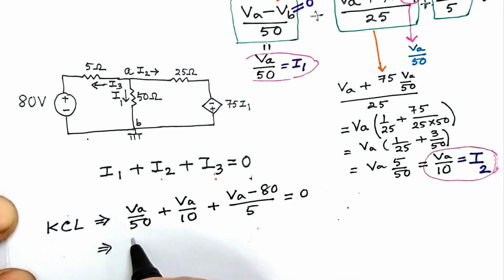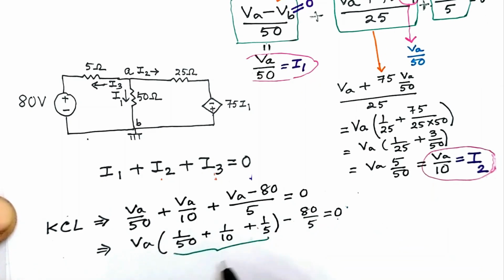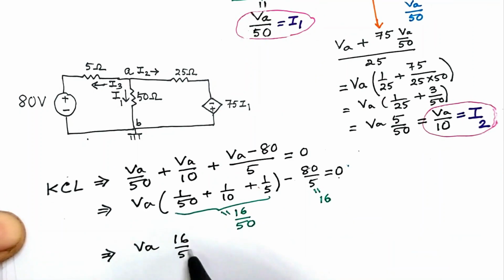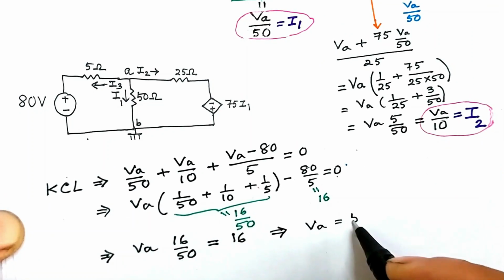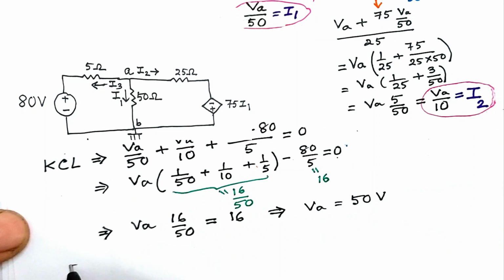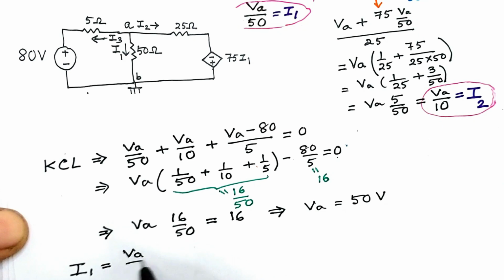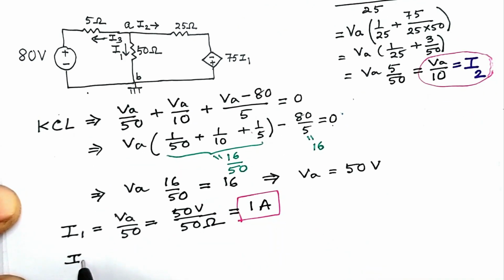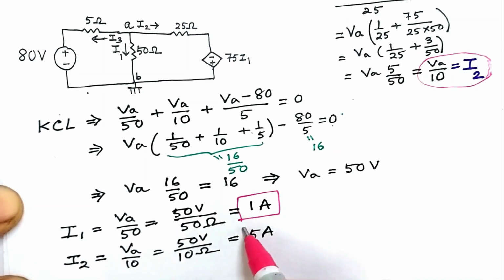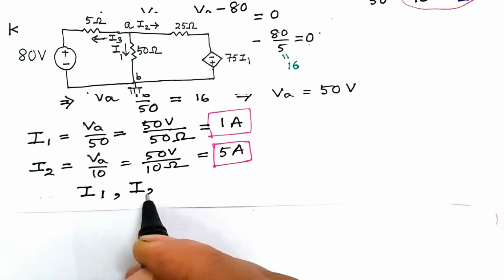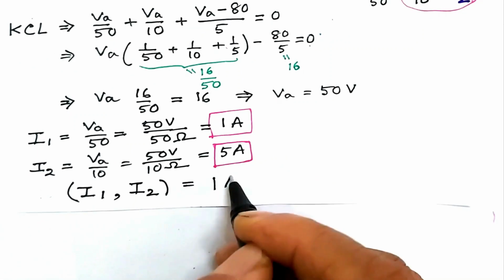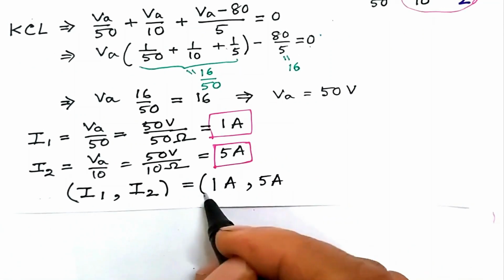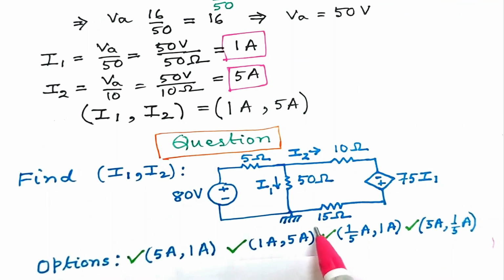Simplification leads to VA equal to 50 volt. So we are in a position to find I1, which is VA by 50, that leads to 1 ampere. I2 is VA by 10, that leads to 5 ampere. So I1, I2 will be 1 ampere, 5 ampere respectively. So the answer is this one.